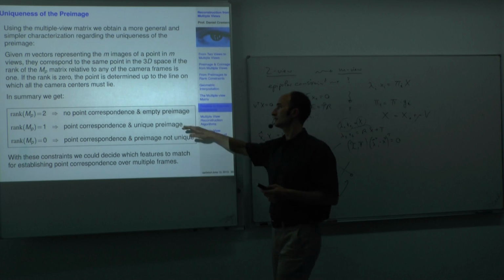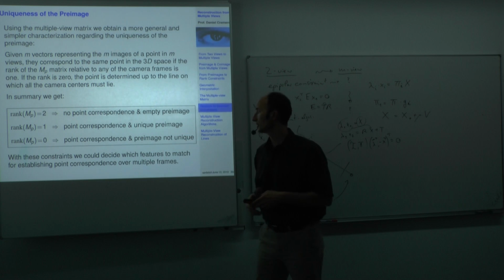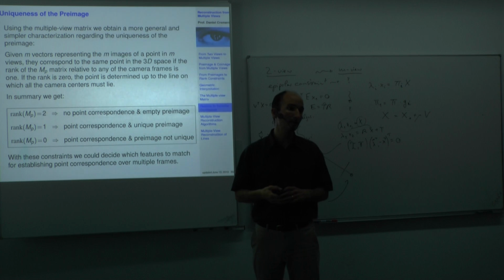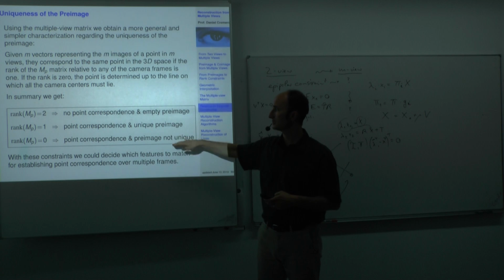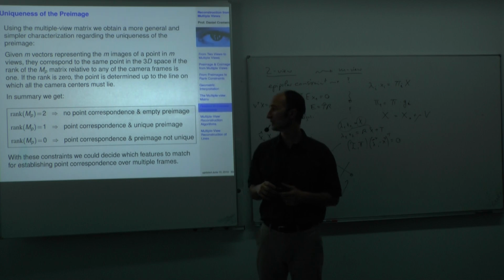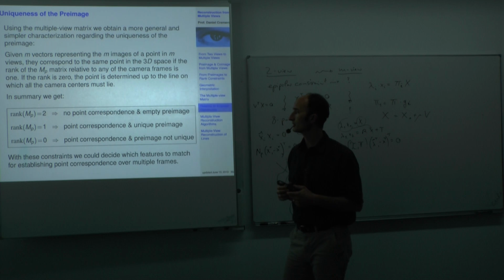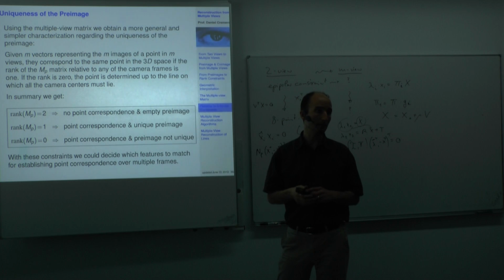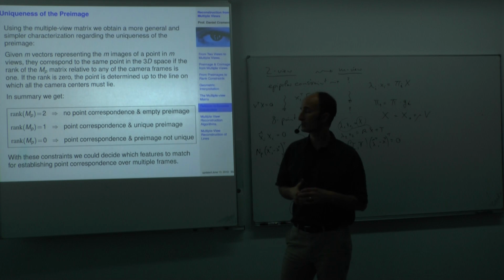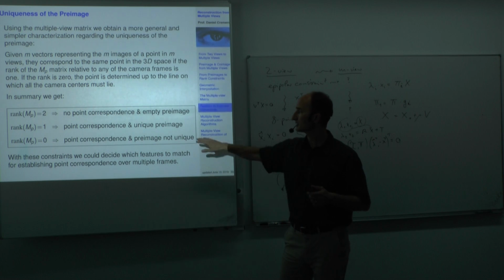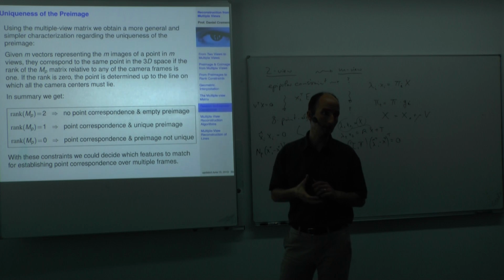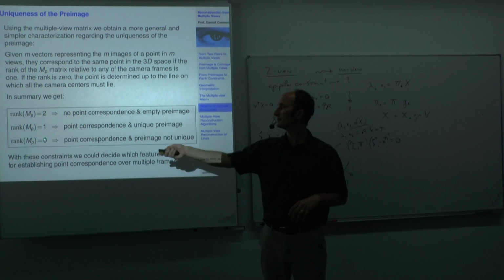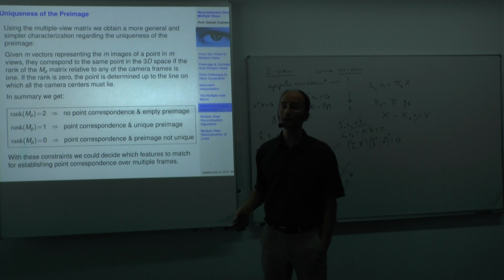The case that the rank is 1, we have a point correspondence and we have a unique pre-image. And then the case that the rank of the matrix is 0, and that means we have point correspondence, but the pre-image is not unique. There are multiple solutions. Not just up to scaling, but the whole null space is higher dimensional, not one-dimensional. One thing you should keep in mind, if the rank of this matrix is 0, it means the matrix itself is 0. A matrix with 0 rank is a 0 matrix.